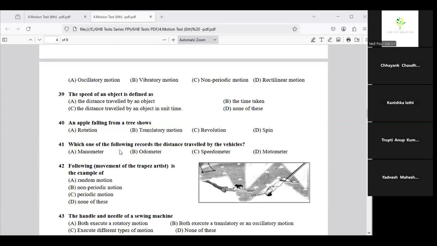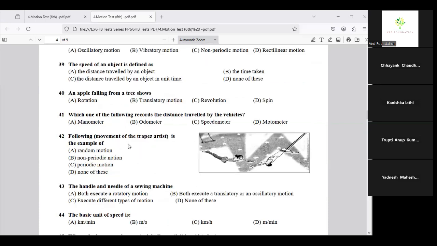41. Which of the following records the distance traveled by the vehicles? Options are A, manometer, B, odometer, C, speedometer, and D, motometer. And correct answer is option B, odometer. Odometer records the distance traveled by the vehicle.